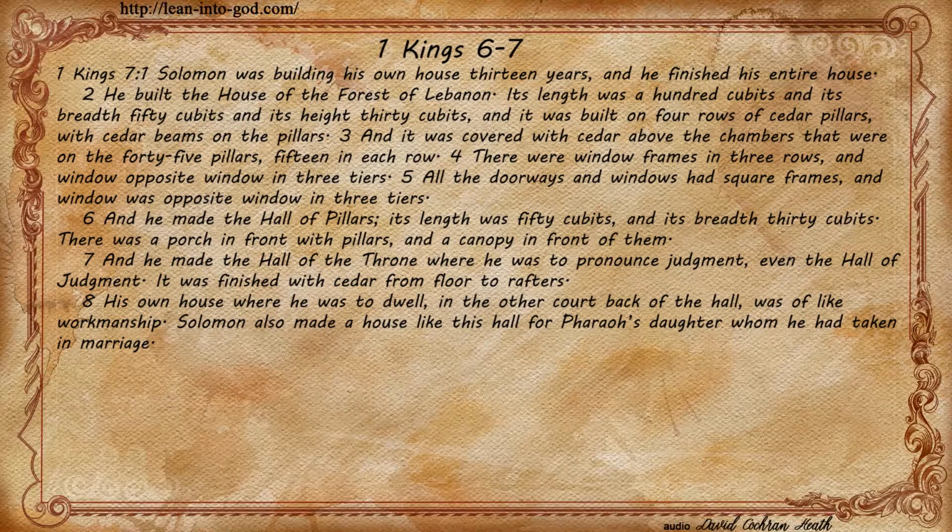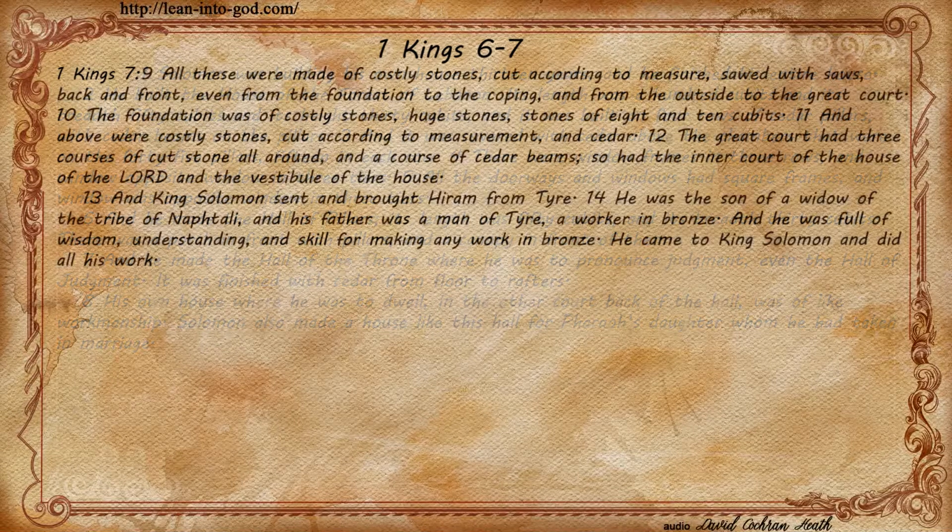And he made the hall of the throne, where he was to pronounce judgment, even the hall of judgment. It was finished with cedar from floor to rafters. His own house, where he was to dwell, in the other court back of the hall, was of like workmanship. Solomon also made a house like this hall for Pharaoh's daughter, whom he had taken in marriage.